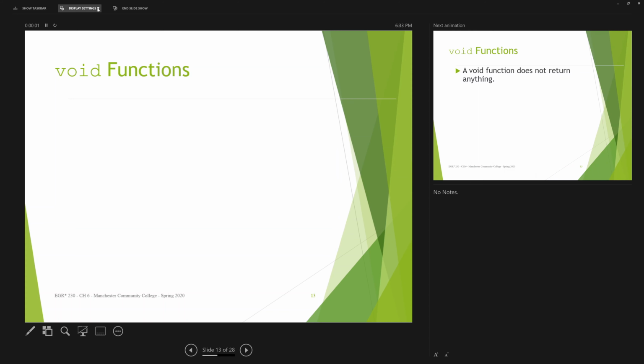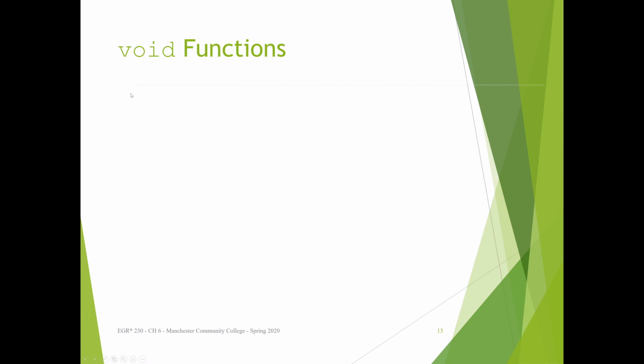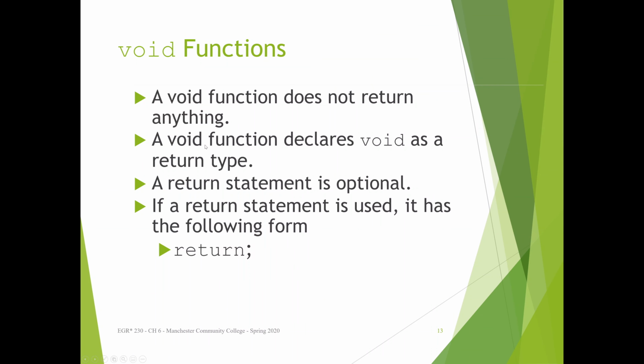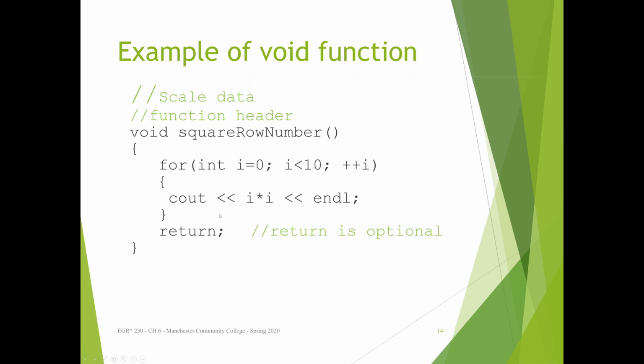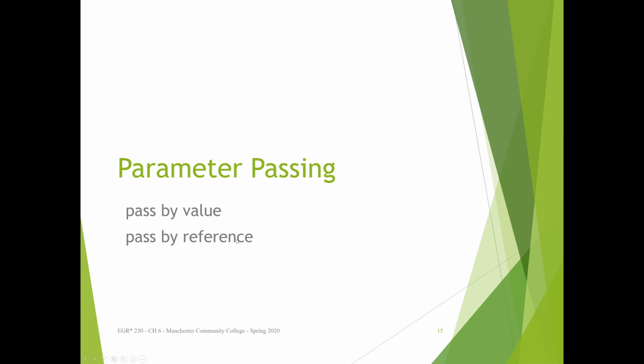Current slide. Okay, so we have void function, and there's an example of a void function. This one just outputs the square of a number, and it just goes through a loop from 0 to 10. Okay, here we go. Parameter passing.